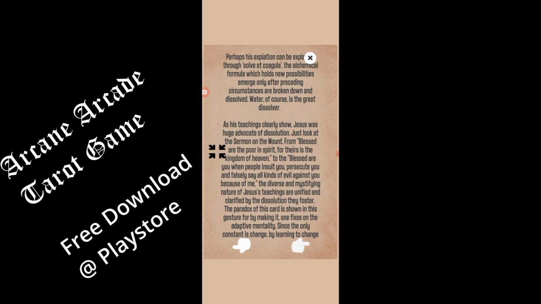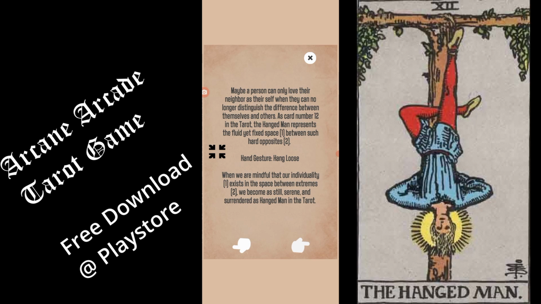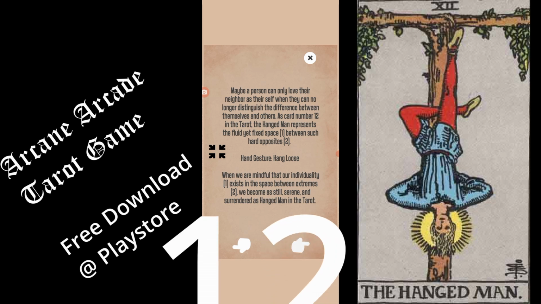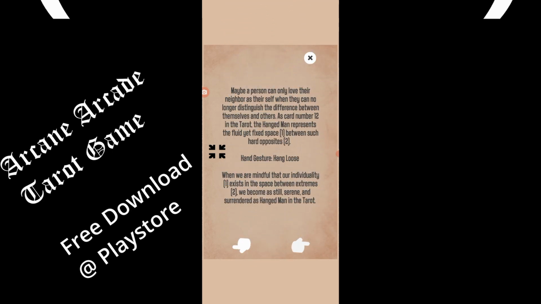Okay, so that's the only way that you can love the neighbor as yourself, because if you have any differentiation between yourself and your neighbor, there will be different types of love going on there. That's just natural. But the Hanged Man teaches that there is a perspective at card number 12 between the fixed space of identity, the one showing the identity there, which is the magician in the tarot, and the opposites, the high priestess in the tarot, who stands between the two pillars of spirit and matter.